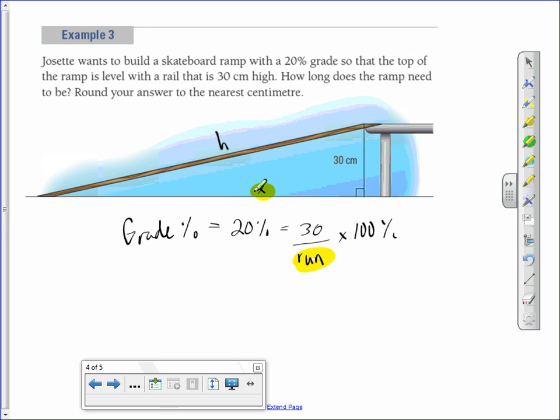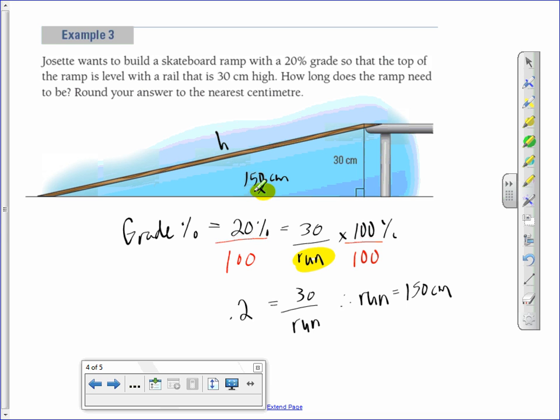First thing I would do is divide both sides by this 100 to try and get the run by itself. So I end up with 20 over 100, which is 0.2 equals 30 over the run. So the question is 30 divided by what number is the run? So I would go 30 divided by 0.2, and I would get an answer of 150. So the run is 150 centimeters. So this x value is 150 centimeters.